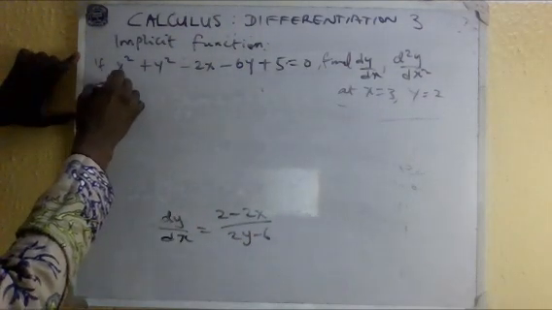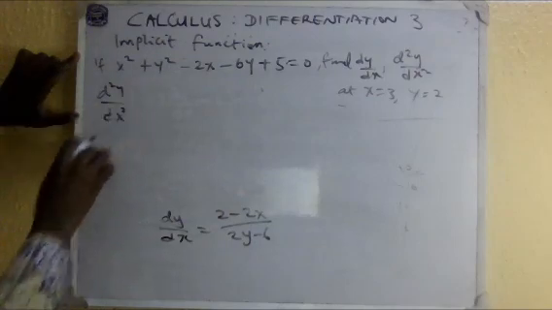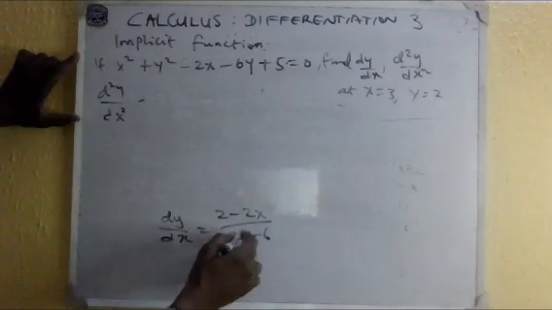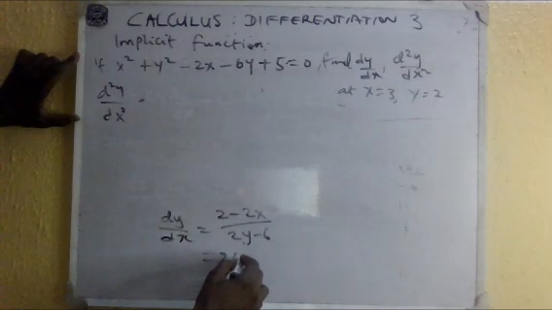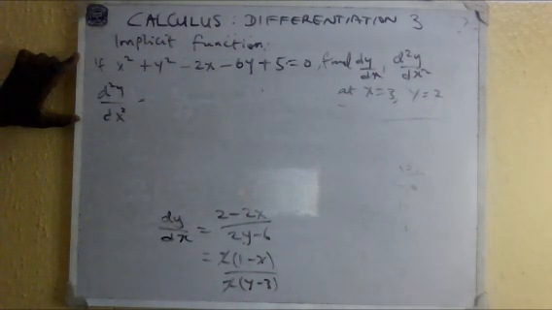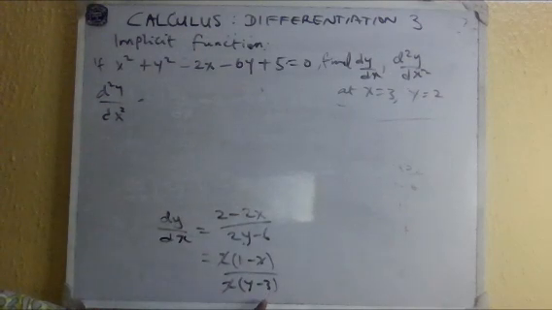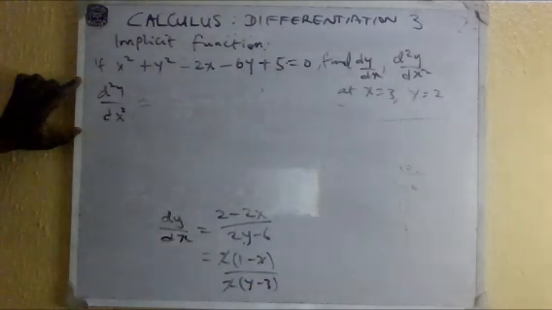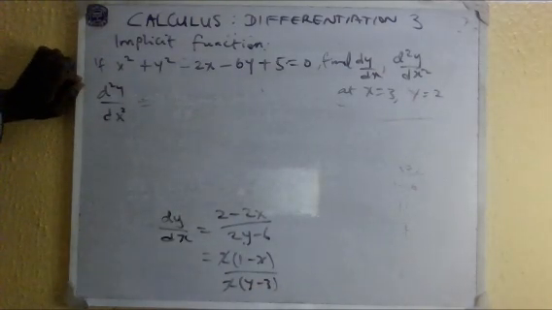So the 2y over the x squared. Let me make this one the simplest term. I can factorize now: 2 outside, 1 minus x; 2 outside, y minus 3. Cancel. So this is what I'm going to be differentiating. This one is products, quotient, implicit.